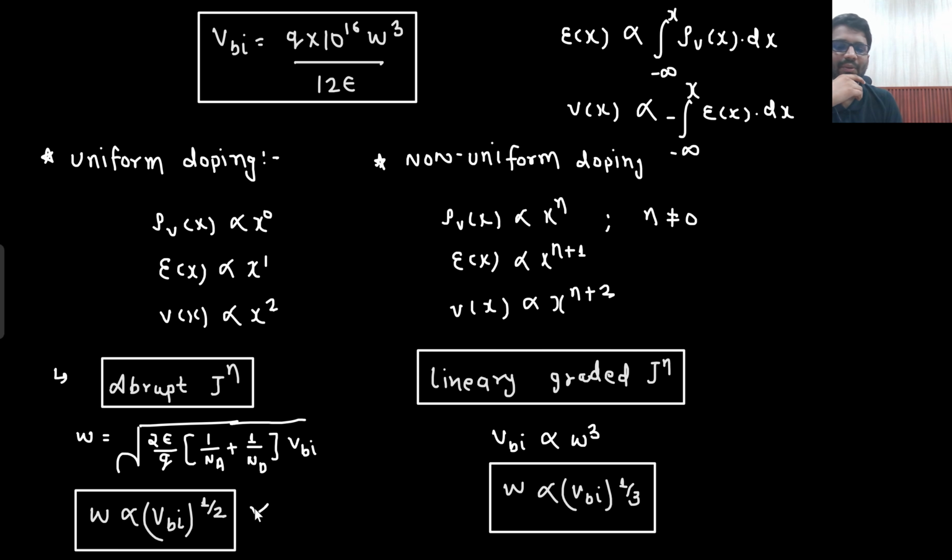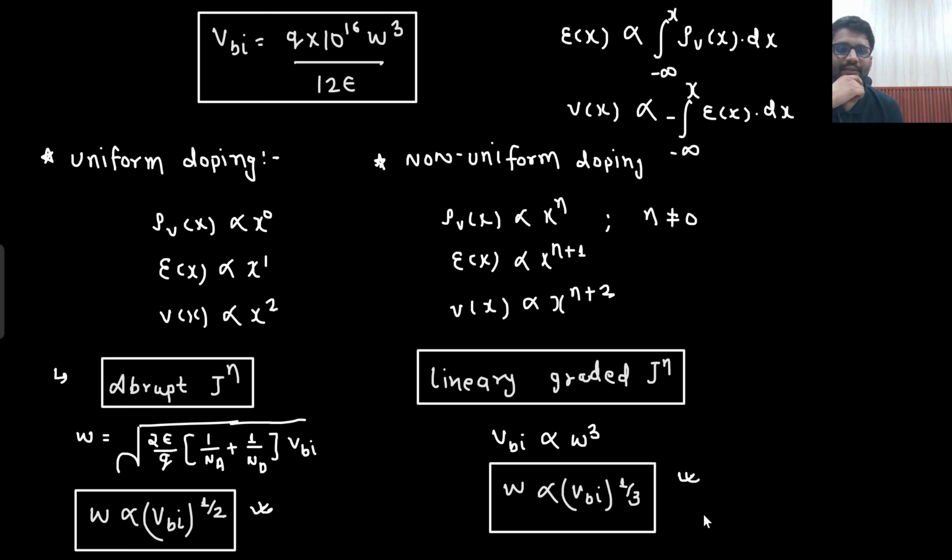Okay, so some conclusion you can see, like in ESE they can ask this conclusion, that in a linearly graded junction your depletion width would be proportional to the 1 by 3 power of the built-in potential, but in your abrupt junction it is proportional to the 1 by 2 power of the built-in potential.